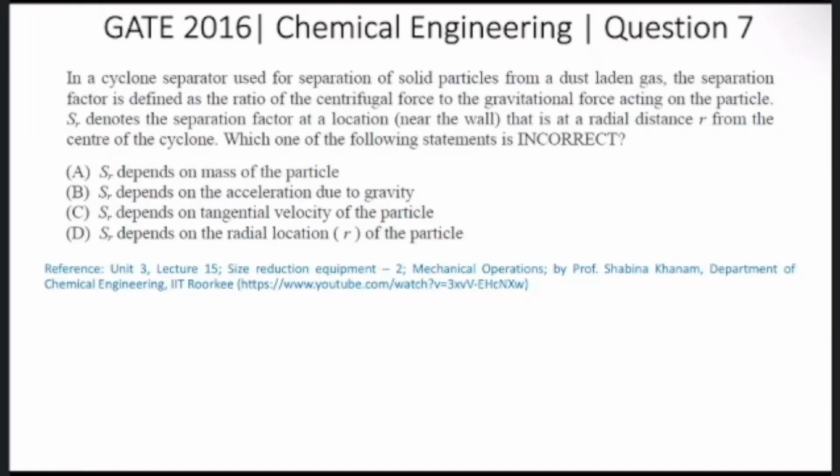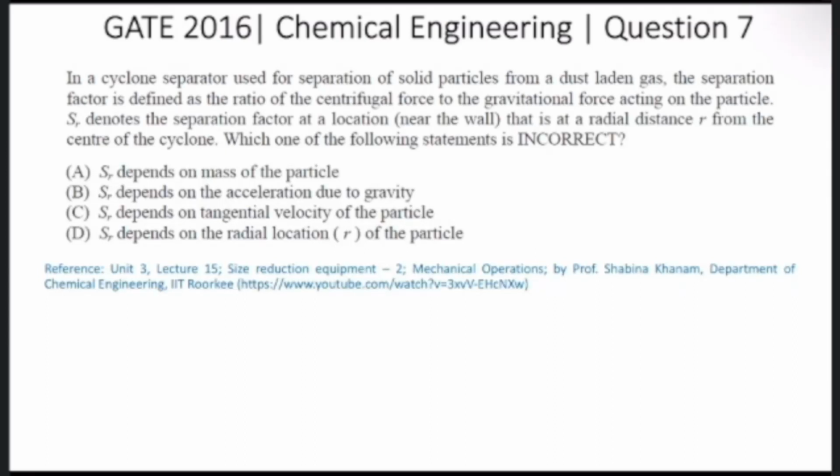This is a question from GATE 2016 from Chemical Engineering, question number 7. In a cyclone separator used for separation of solid particles from a dust-laden gas, the separation factor is defined as the ratio of the centrifugal force to the gravitational force acting on the particle. SR denotes the separation factor at a location near the wall, that is at radial distance r from the center of the cyclone. Which of the following statements is incorrect?